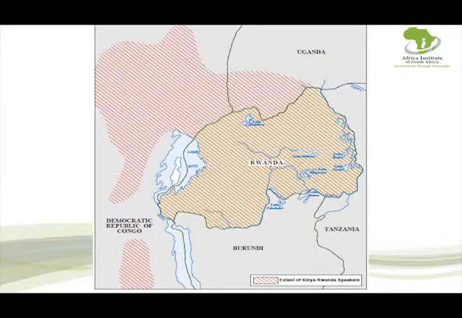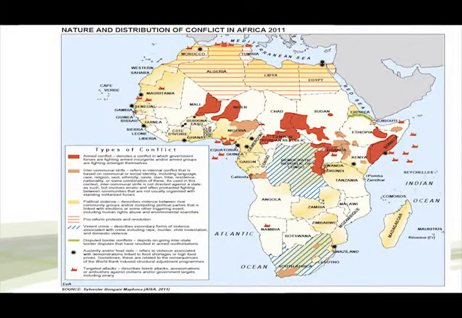And this was also a map I did for Czech. You remember Czech? He did his field work there last year of the Kinyarwanda speaking people, the extent that they go into DRC. And this was compiled by our researcher Dr. Maposa to show the nature and distribution of conflicts in Africa.